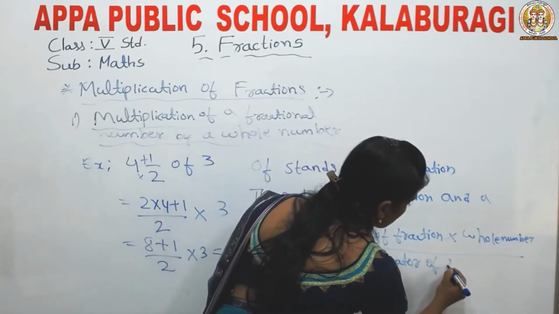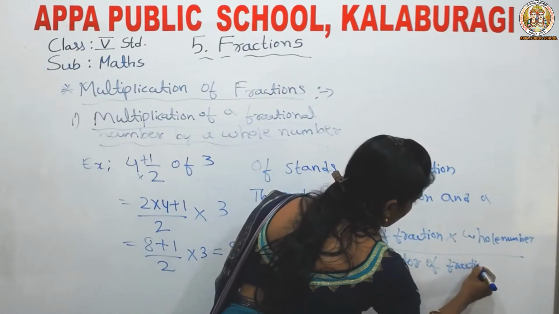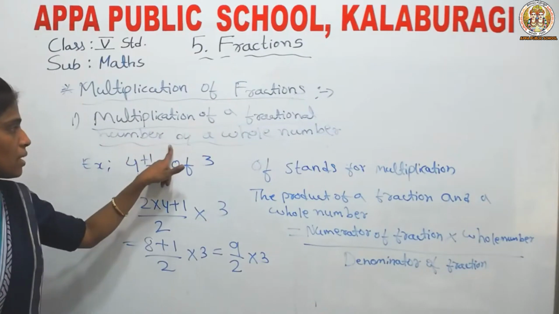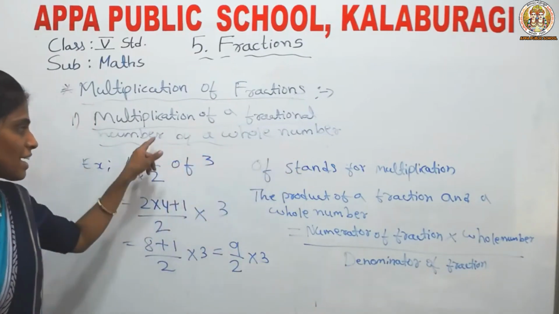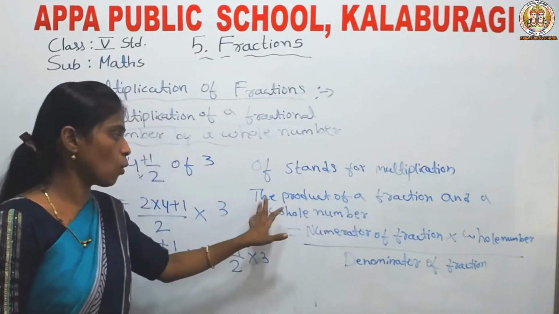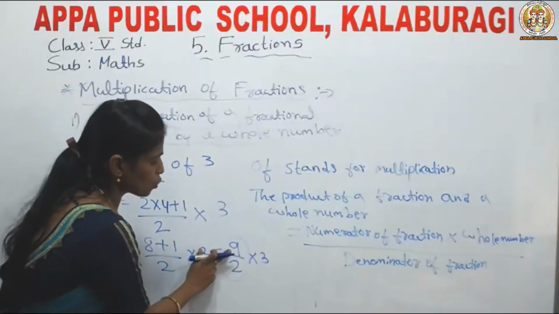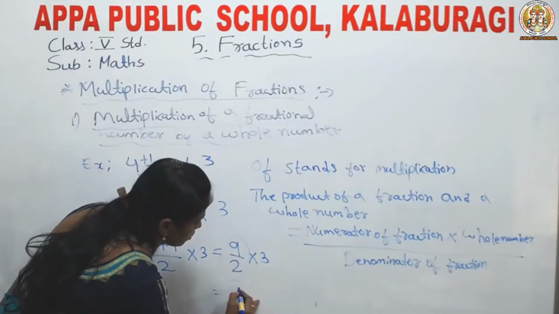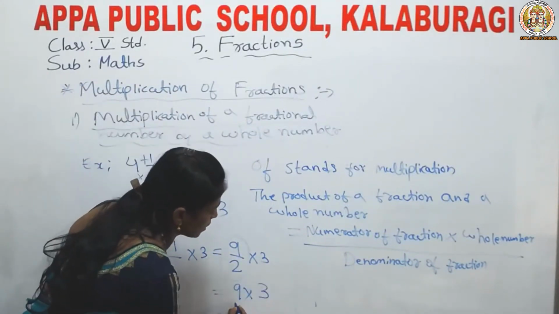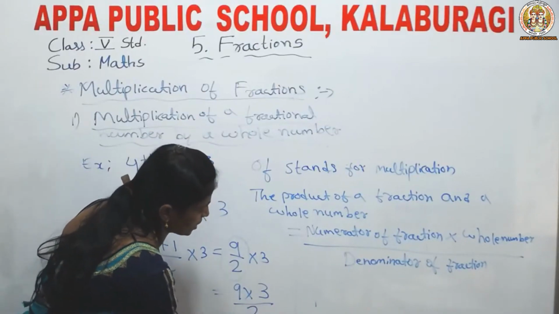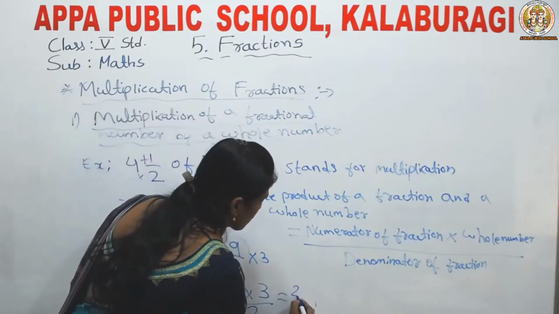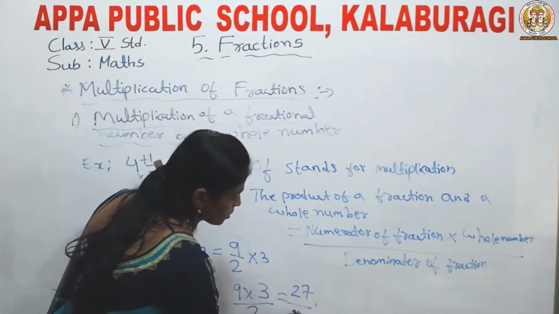Denominator of fraction. See, here is multiplication of a fractional number by a whole number. Here is the rule, the formula: the product of a fraction and a whole number is the numerator of the fraction times the whole number, divided by the denominator of the fraction. That is, 9 threes are 27, divided by 2.